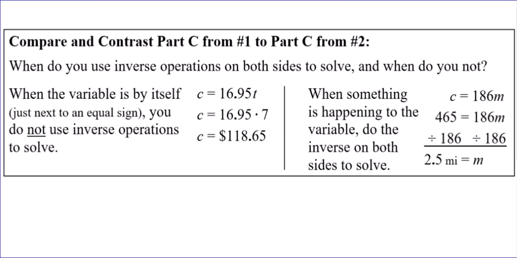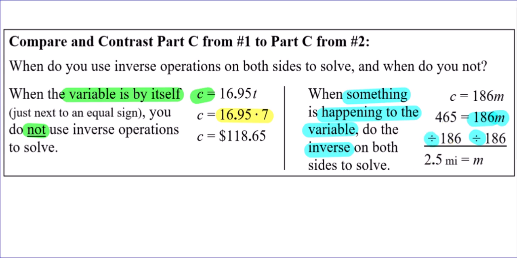Now, you might have noticed part C of number one was a little bit different from part C of number two. When do you need to use inverse operations on both sides to solve, and when do you not? When the variable is by itself, like right here, C is by itself, the only thing it's next to is an equal sign, then you will not need to divide as an inverse on both sides. You'll instead just do what the right side says to do, which is to multiply. But when there is something that is happening to your variable, like you see here, the M is multiplied to the 186, then we're going to have to do the inverse.